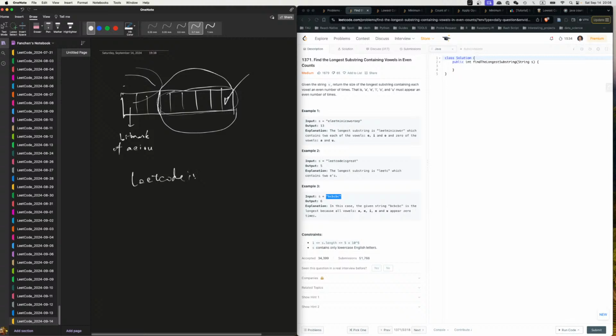LeetCode is great. All right, so oh my god, that's a very, very long array. 1, 2, 3, 4, 5, 6, 7, 8, 9, 10, 11, 12, 13, 14, 15. I have 15.